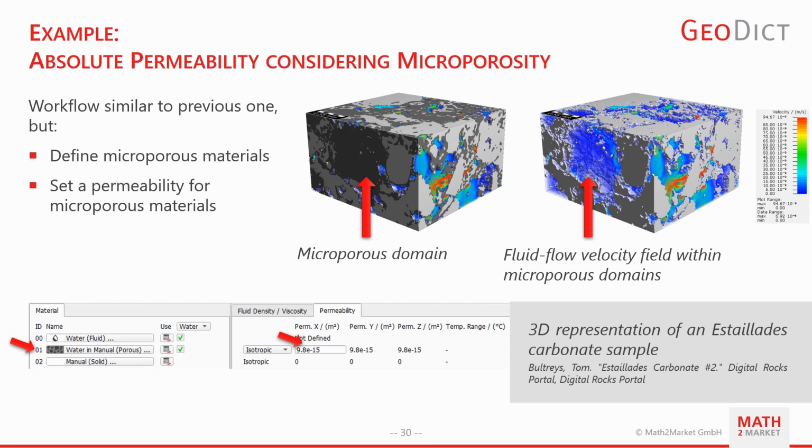When running a simulation on the Stellaris rock, you may define an exemplary permeability of 1 millidarcy for the porous domains. I have visualized the result of the LIR solver on the right-hand side of this slide. As you can see, the flow is not only computed in the pores, but also in material 1, which is the defined microporous domain. The resulting flow field also shows the lower fluid flow velocities in the microporous domains compared to the open pores.